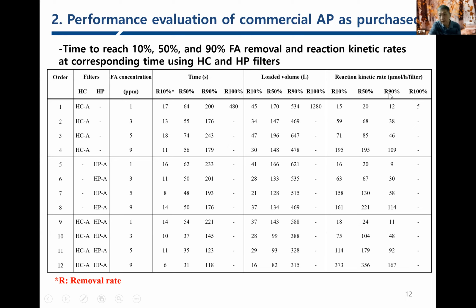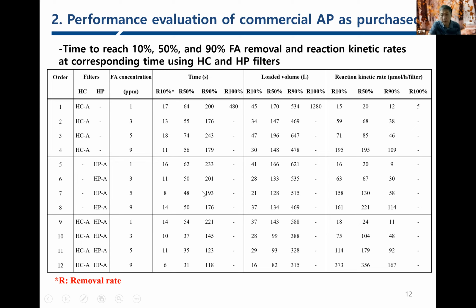Basically, this reaction kinetics should be expressed as the amount of formaldehyde removed per time per mass of catalyst. However, the amount of TiO2 loaded on the honeycomb filter cannot be measured accurately at this moment. So we basically used just the filter as a replacement for the mass of catalyst. Anyway, with the honeycomb photocatalyst, the removal was rather efficient.